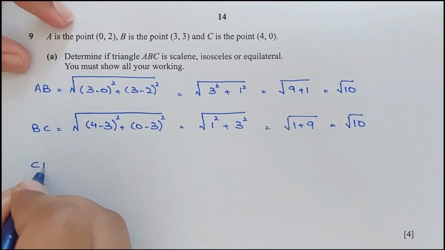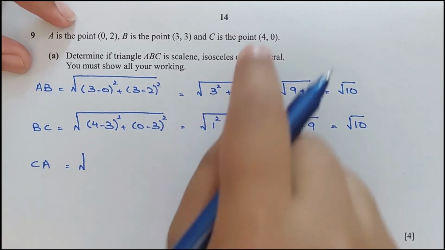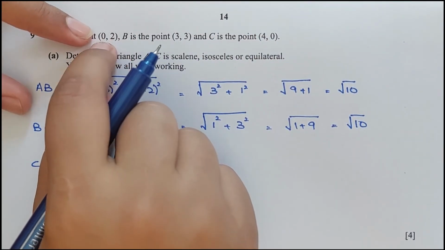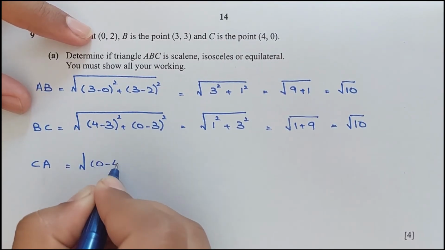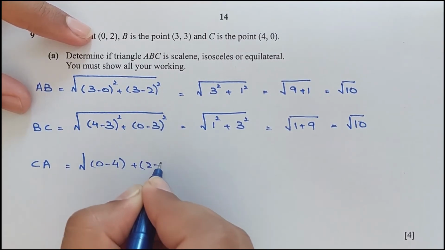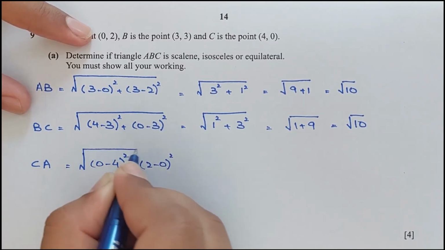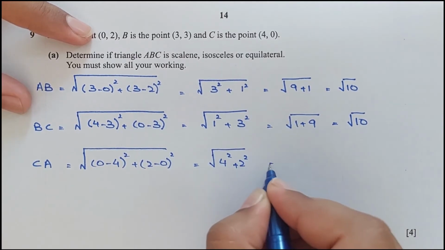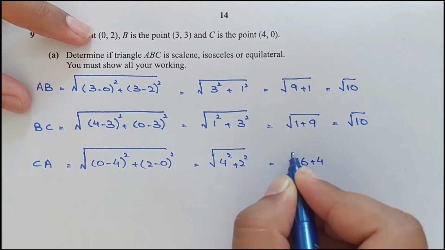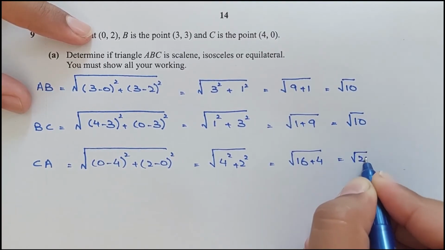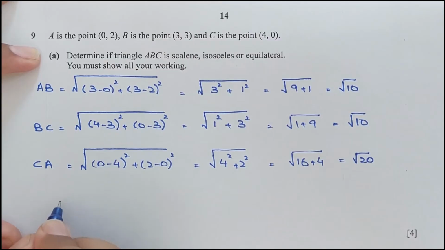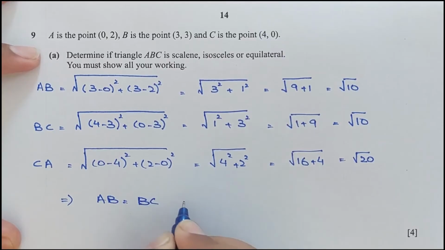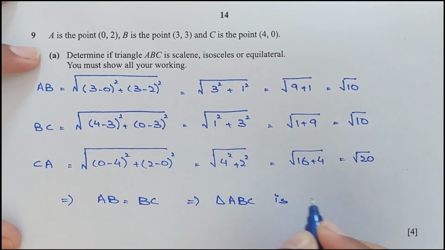Let me check the third side, CA. x1, y1, x2, y2. x2 minus x1, 0 minus 4 plus 2 minus 0. So that is 4 square and 2 square. 4 square is 16 and 2 square would be 4. 16 plus 4 is square root of 20. So as you can see, two sides are same. This implies AB equals BC. This implies triangle ABC is an isosceles triangle. Two sides are same.